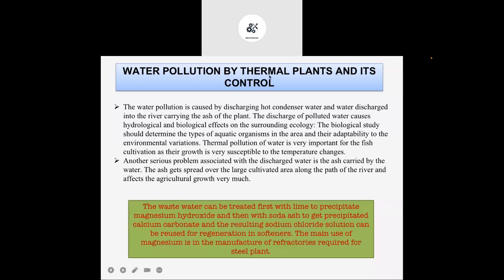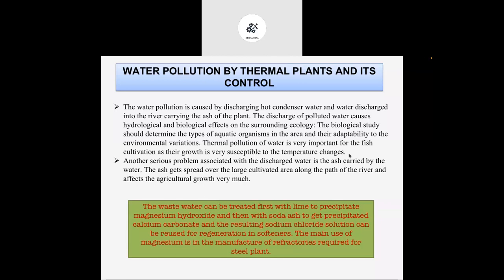So by using these methods, we can reduce the levels of pollutants in the wastewater. After we carry out these treatments on the wastewater, the pure water remaining can be directly released to the atmosphere.